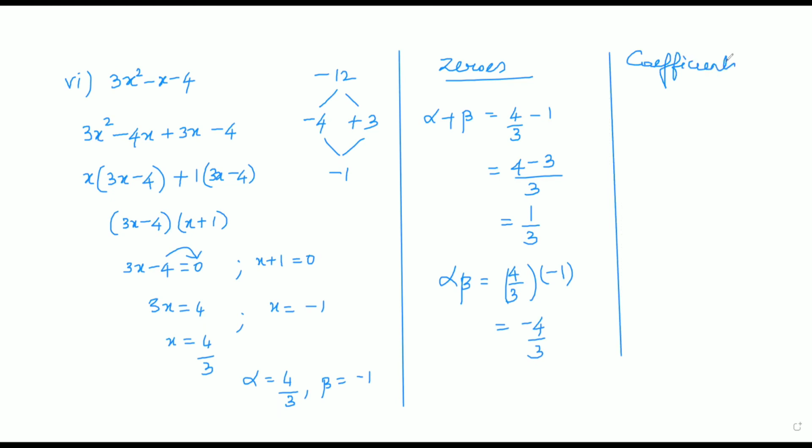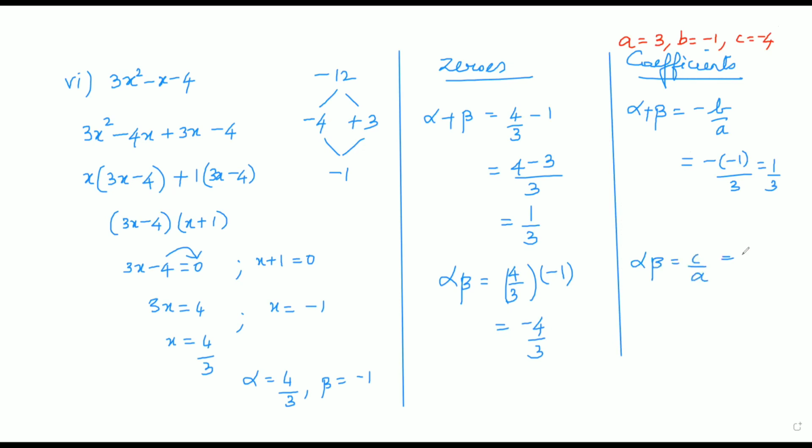So coefficients, as I said, first let's write it so that no mistakes will happen. Coefficient of x square is 3, coefficient of x is minus 1 and constant is minus 4. Now let's move on. So alpha plus beta formula, we know it's minus b by a, which is minus of minus 1 by 3, 1 by 3. And alpha beta is c by a, which is minus 4 by 3. Hence, we have verified the result.